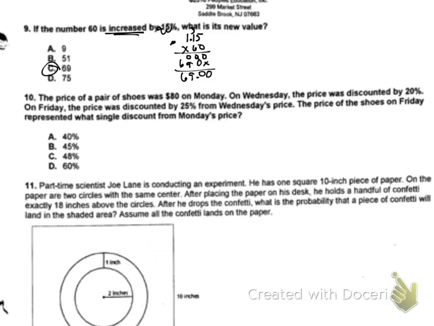On Wednesday, it was discounted by 20%. So remember, if I'm taking a discount of 20%, I'm responsible to pay 80%. So that's 0.8. So the shoes were $64. Then, on Friday, if it was discounted by 25%, I'm responsible to pay 75% or 75 hundredths. So this is 32. Let's figure out how much this is going to be. So now the shoes are $48.